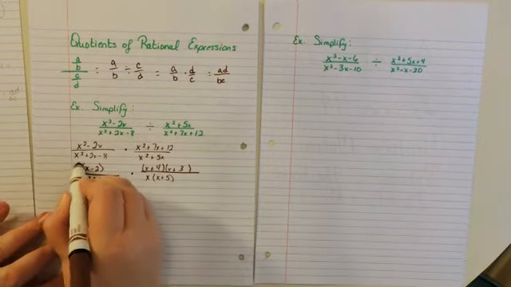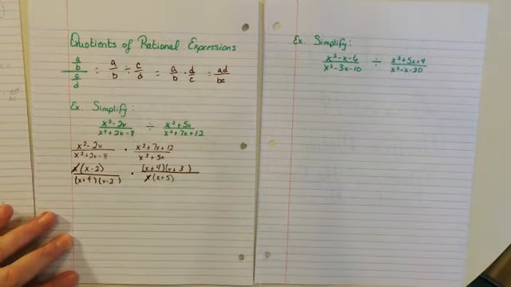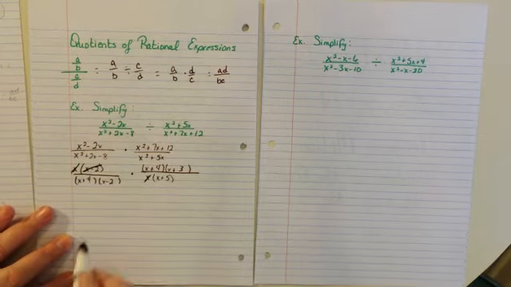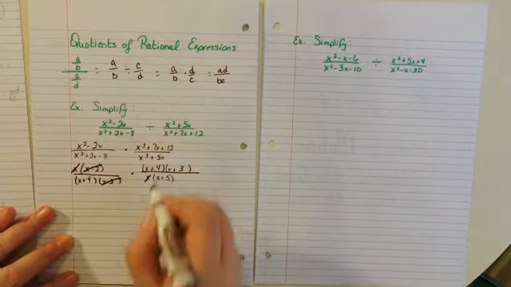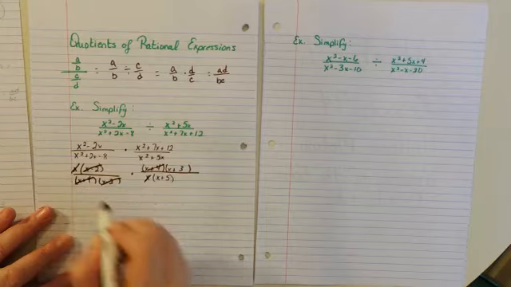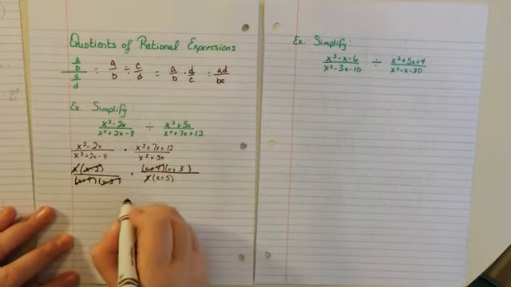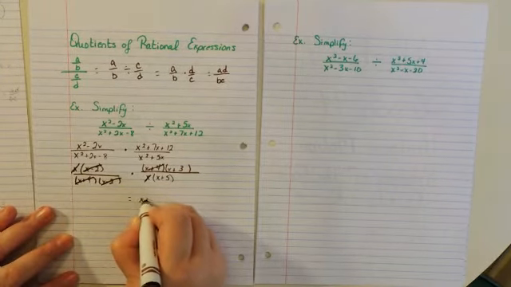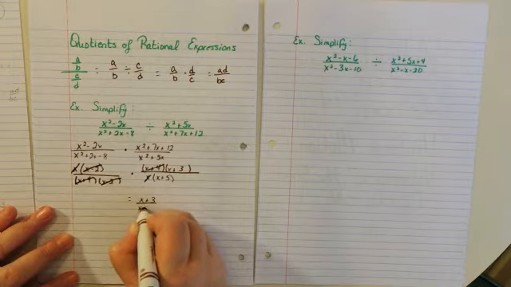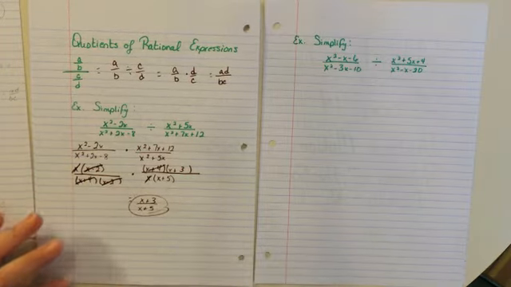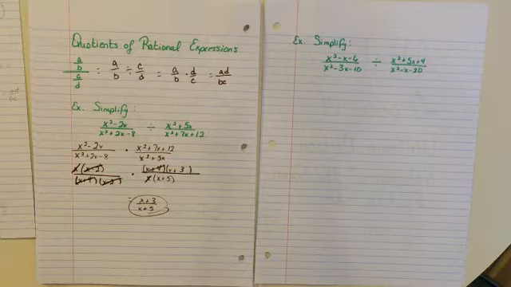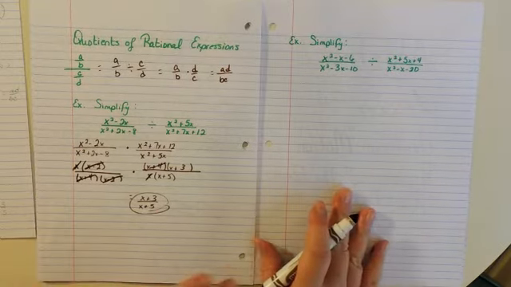Okay, now we can start canceling. So we have an x here and an x here. We have an x minus 2 here and an x minus 2 here. Here's an x plus 4 and an x plus 4. So that leaves us with x plus 3 over x plus 5. And that's your answer. Okay, let's try another one.